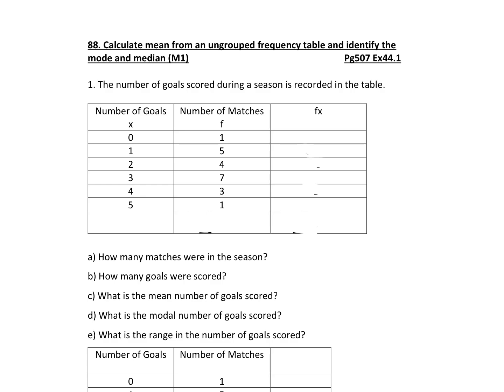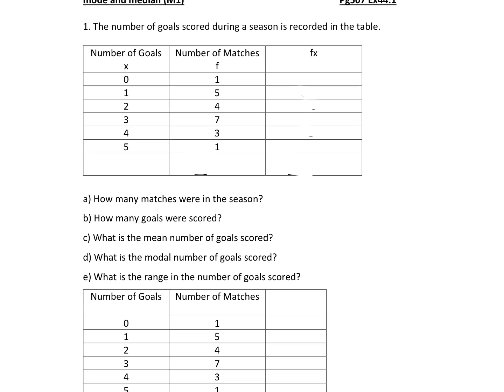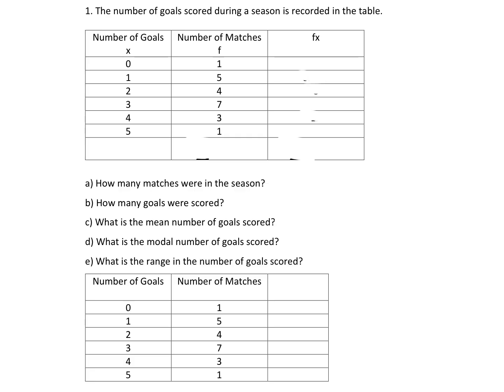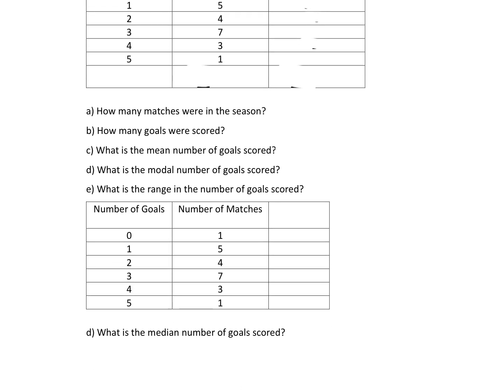In this video, we're going to look at how to calculate the mean from an ungrouped frequency table and identify the mode and median. If you're revising, you can have a go there at question 1. I'll scroll down for part F as well. Sorry, it should be part F, but it says D. I think you've got F.